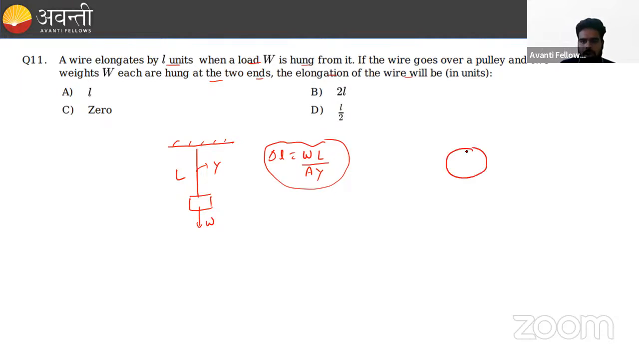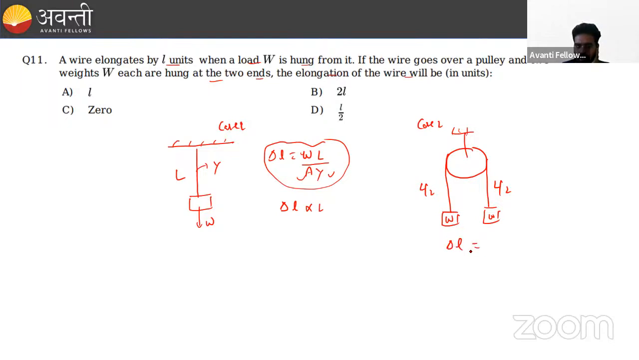In the second case, the wire passes over a pulley and is supported at each end by weight W. The whole length is divided into two parts, L/2 and L/2. Say this is case 2 and this is case 1. The modulus of elasticity is the same in both cases, the area is the same, and the load is the same, so the elongation, or change in length, is proportional to the original length. So what is the elongation at one end? The elongation at one end will be L/2. So what is the total elongation?